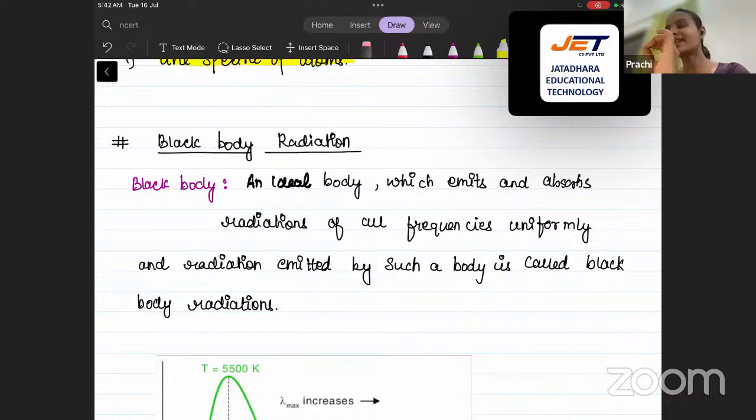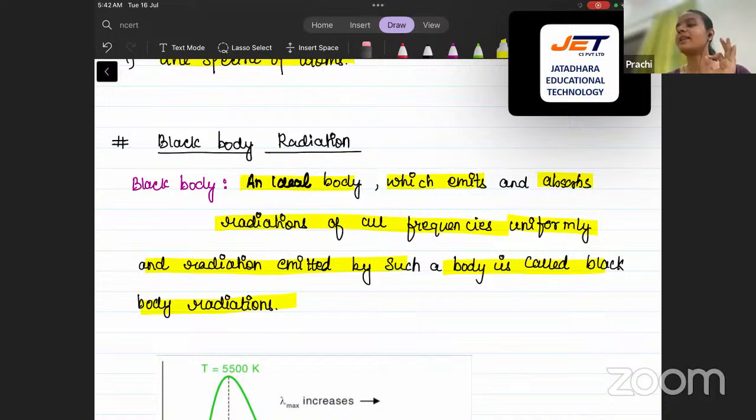So first let's understand what exactly a black body is. A black body is any ideal body which emits and absorbs radiations of all frequencies uniformly, and the radiation emitted by such a body is called the black body radiation. For example, let's suppose I have this cell phone, so that body will be black in color, right?